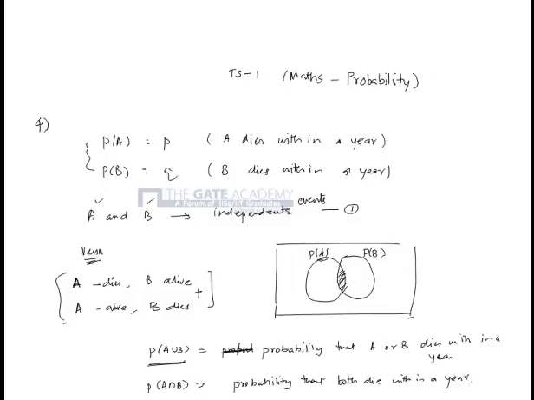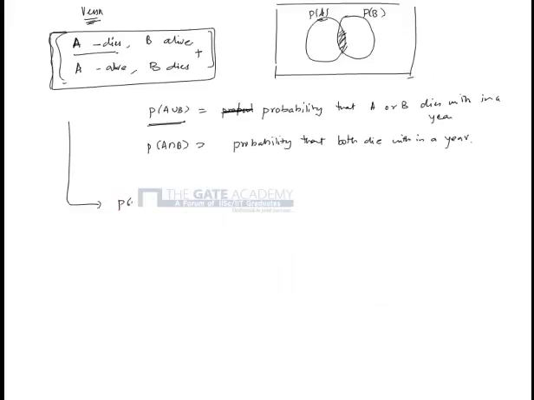Now looking at the problem, what is asked is that only one of them is alive at the end of 1 year. So that includes these two cases, and these two cases mean P of A union B minus P of A intersection B. That means either A or B dies or both die, and then you're subtracting the cases where both die within a year. So what will be left is either of them dies and the other person is alive at the end of the year. So this is asked.